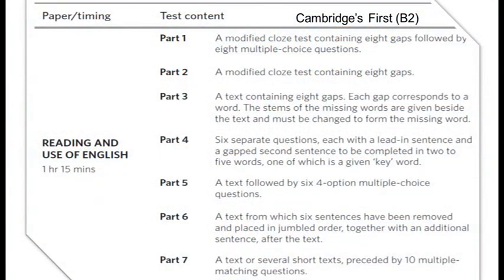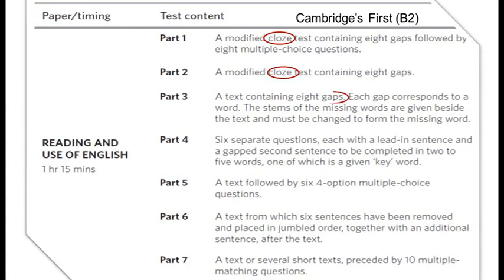Let us now see the kind of items included in Cambridge's First B2. This is for the reading and use of English section. As you can see, there are many different kinds of items. In part one, there's a modified cloze with multiple choice questions. Part two, another modified cloze, but in this case, there are only gaps for you to fill in.